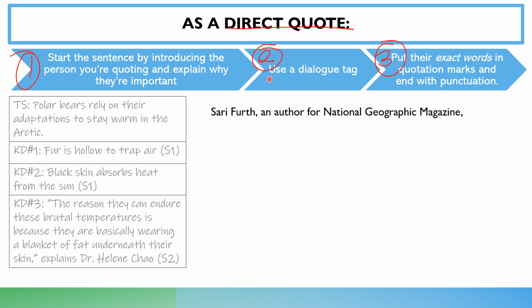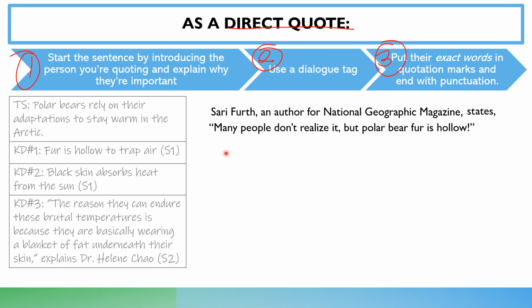Next, I'm going to use a dialogue tag. That's the verb telling me what she's doing. And so I'm going to use the word states. She's stating this information. And now I'm going to copy her words exactly. Here, where I've got my key detail, I did not copy her words exactly. So I went back into the text and I wrote them down exactly the way she wrote them in her article. Here's what she wrote. Many people don't realize it, but polar bear fur is hollow. So I introduced her, I explained who she is in relationship to what I'm writing, I have a dialogue tag, and then I have her statement.